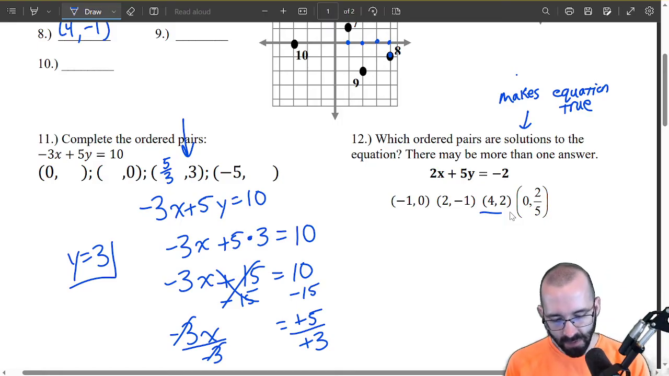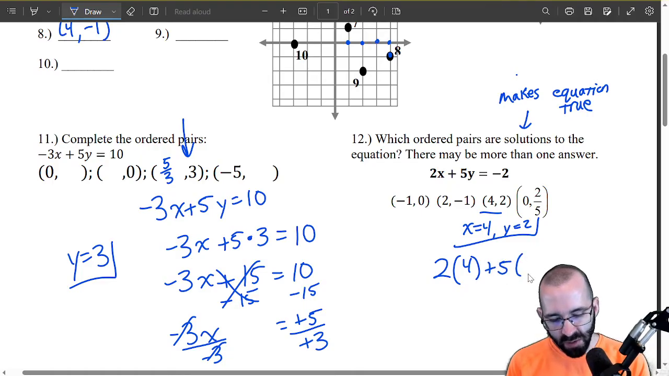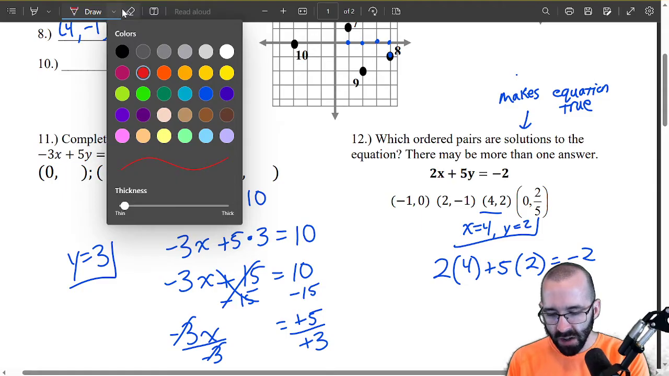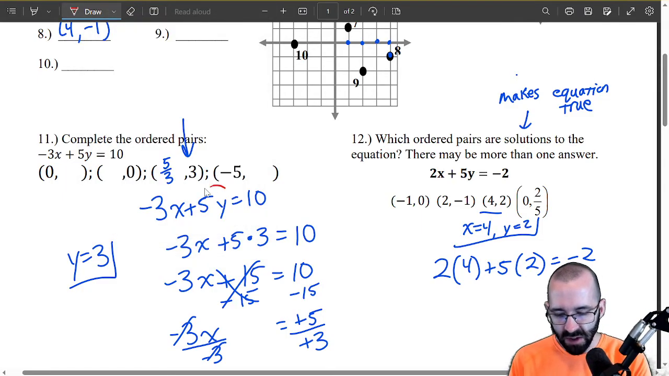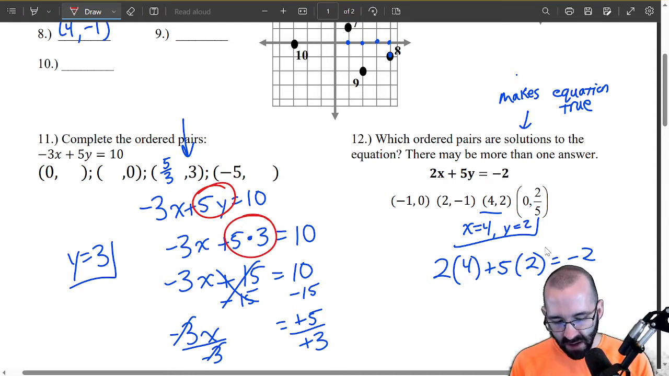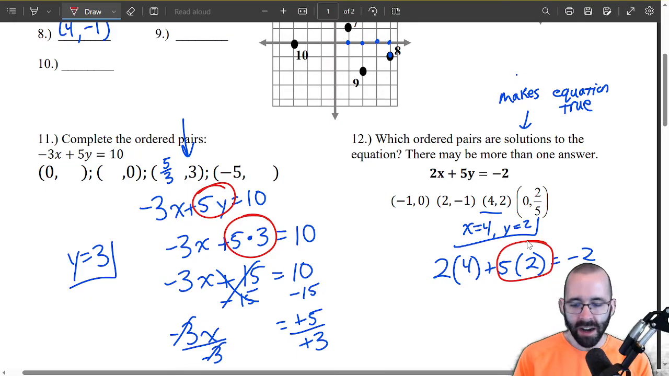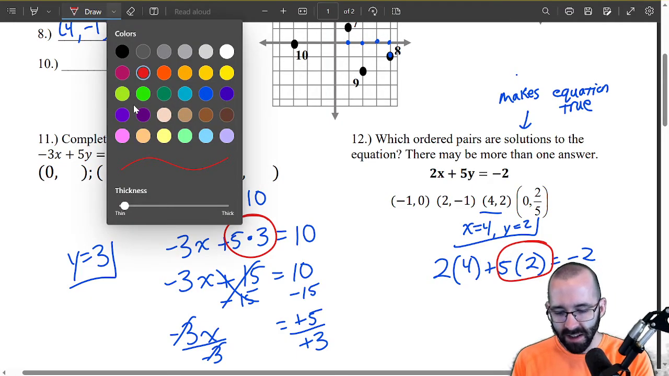4, 2. So that's x equals 4 and y equals 2. Does that make this true? 2 times x, which is 4, plus 5 times y, which is 2, equals -2. And again, you can notice that over here, there's a lot of different ways of writing multiplication. 5 times y, 5 times 3, 5 times 2. That's all multiplication, but we're writing it 3 different ways. And that's okay.